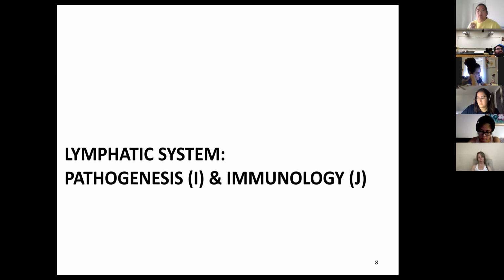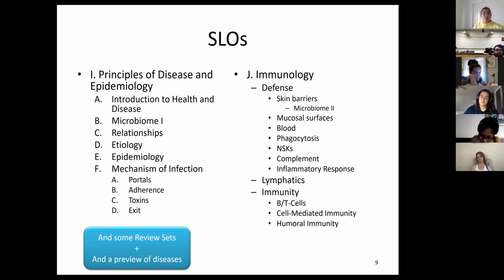So for this one in particular, it kind of combines together topic I, which is pathogenesis, with the immune system, which is topic J. And so topic I will deal with a little bit of the disease concept, introducing again our microbiome, and then dealing with disease, pathology, pathogenesis, and so on and so forth.